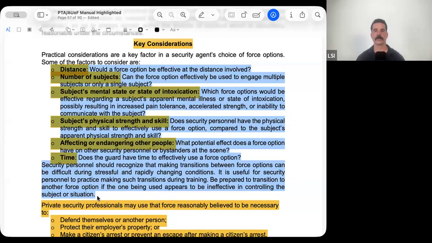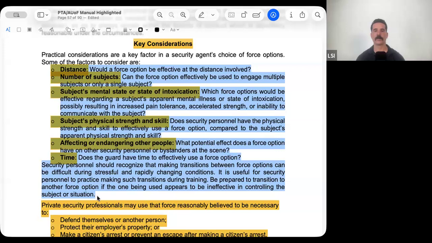Apparent physical strength and skill. Affecting or endangering other people: what potential effect does a force option have on other security personnel or bystanders at the scene? Time: does the guard have time to effectively use a force option?